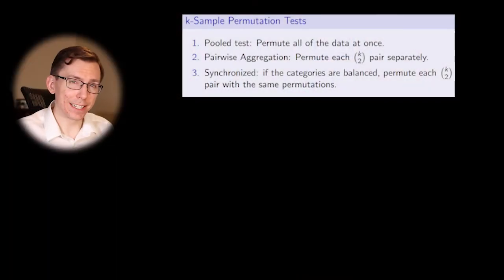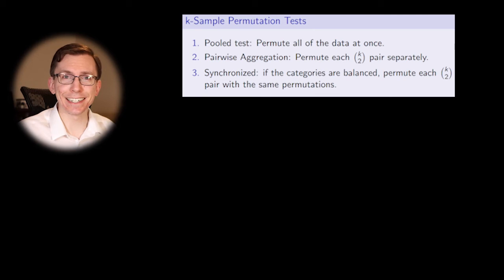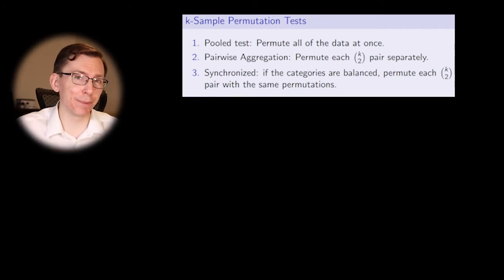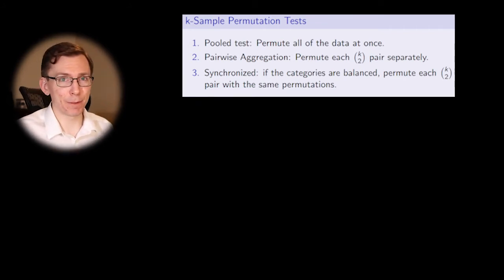So now we're going to talk very briefly about extending our ideas from 2-sample tests to K-sample tests. Well, there are different ways to do this in a permutation test. If you pick up any of the following books on permutation testing, and there are so many good ones out there, they'll tell you that there are different ways to do this. But perhaps the favorite way, if the sample sizes are balanced, that is, if I have the same number of observations in each of my K samples, is to do a synchronized permutation test.